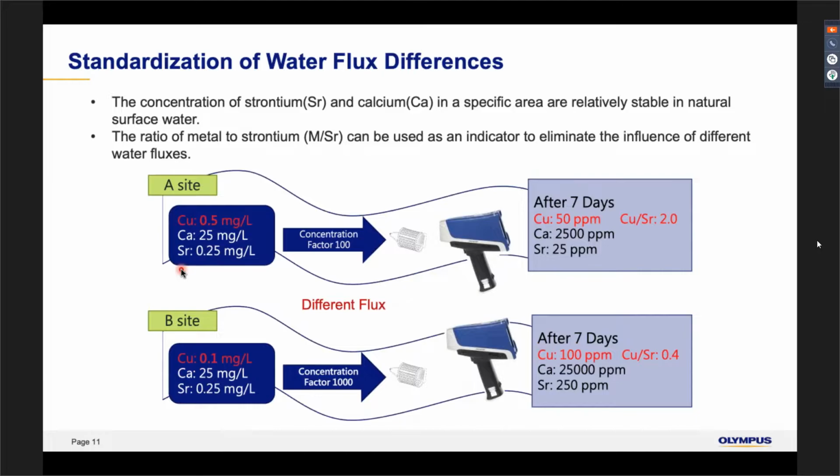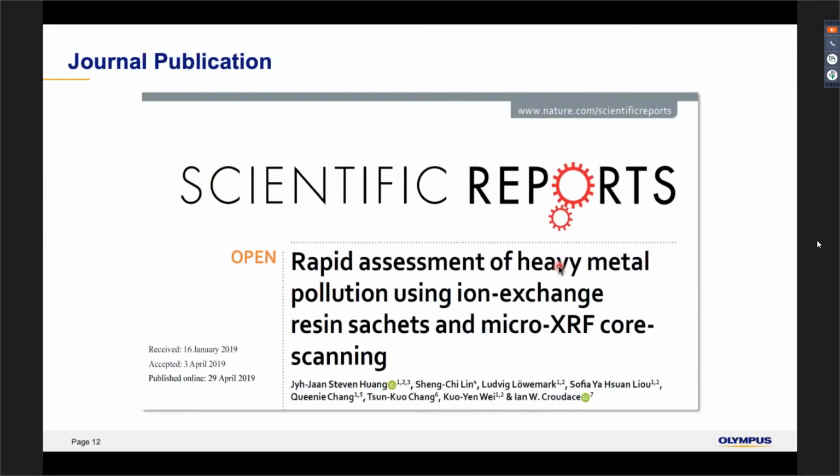Therefore, the ratio of metal to strontium can be used as an indicator to eliminate the influence of different water flux. For example, although the copper reading in site B is greater than site A, they have different flux. After standardization, the concentration of site A is actually greater than site B. If you want to know more about the details, please read our journal papers.